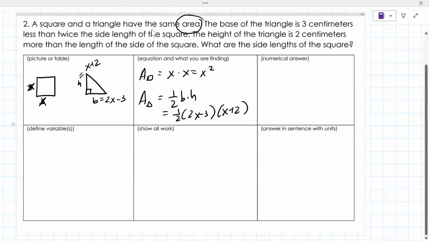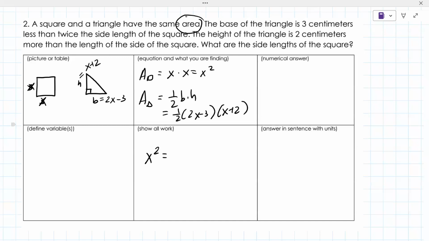And what do we know about the areas? They're the same. Yeah, really important there. You've seen me circle keywords for months now. You want to get in the habit of doing that. I never did that as a student, and I should have. Would have helped, truthfully. So we're setting the two equations equal to each other. x squared equals 1/2 times 2x minus 3 times x plus 2, because they're equal.